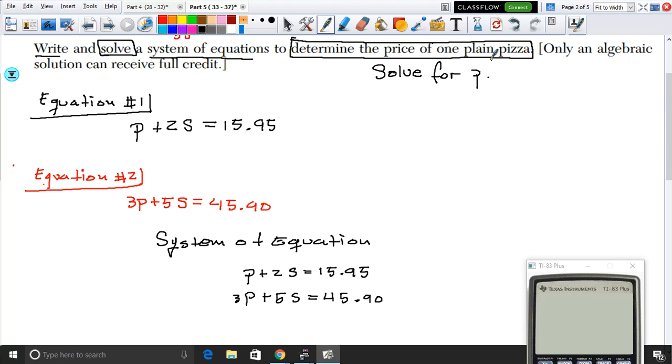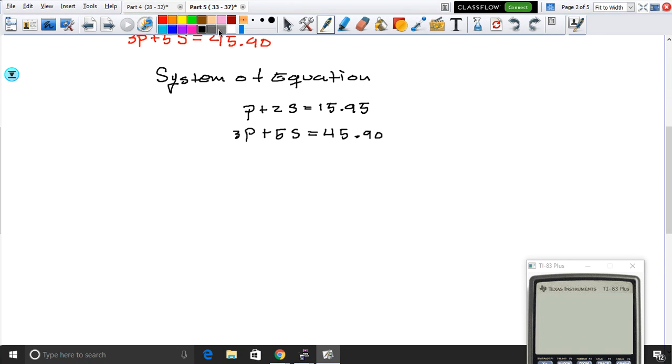Because we know that P stands for pizza. So if we want to solve for P, we're going to use our system of equations. Let's look at the system of equations, and you remember what we saw in class. Let's just look at the variables, so P and 3P.